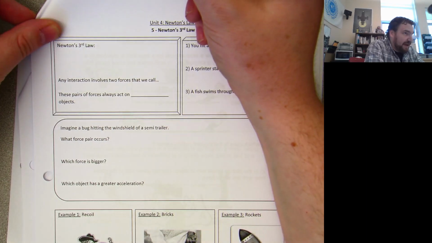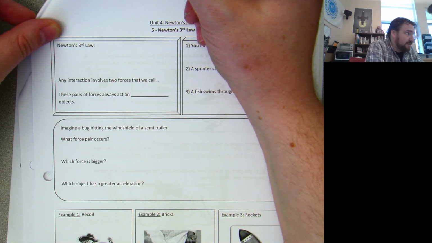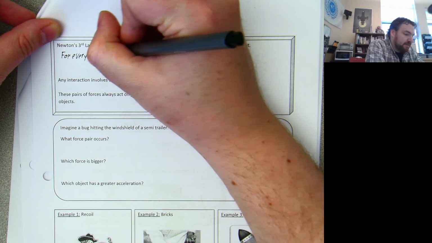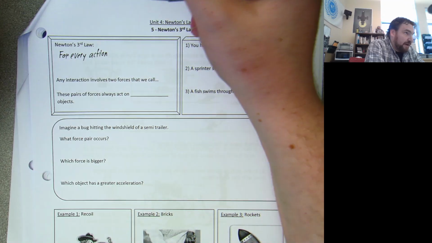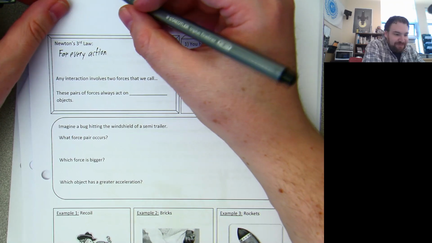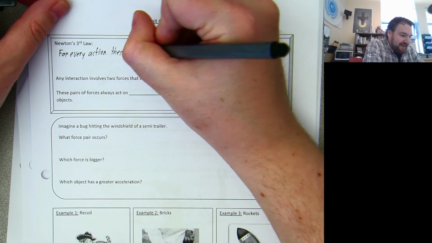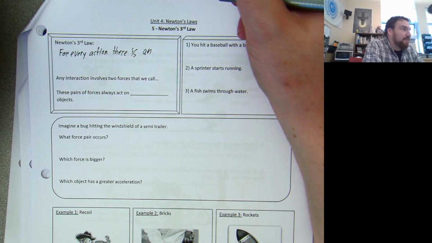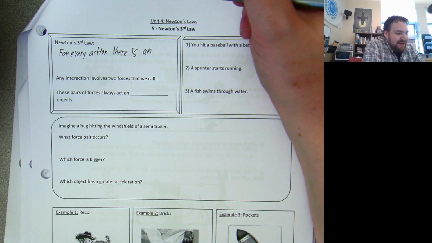Does anyone know the law we haven't referenced yet? There's only one more. Maybe if I start with the words for every action. For every action, what? Yeah. And there's a couple important words you left off, Brad. For every action, there is a reaction. Well, that is true in so many areas of life.